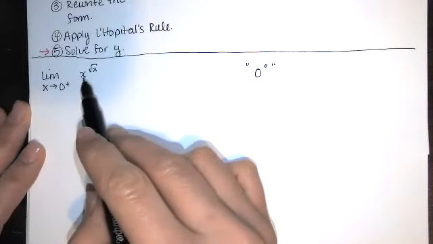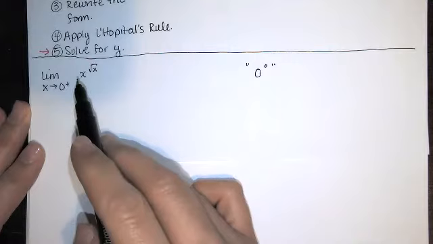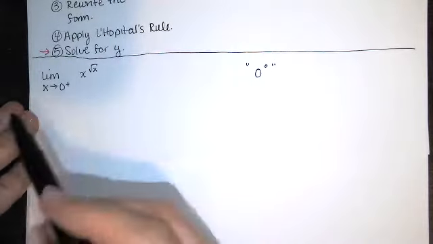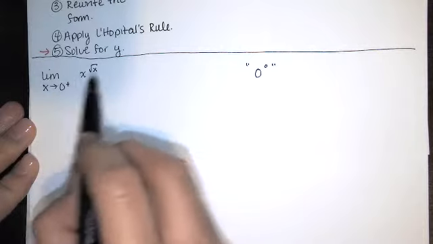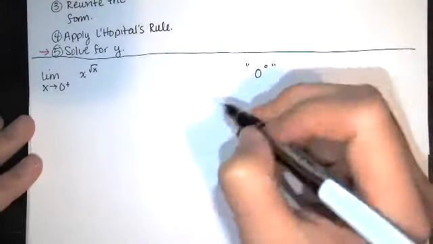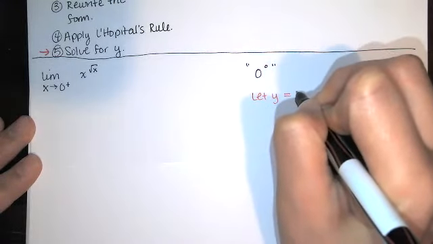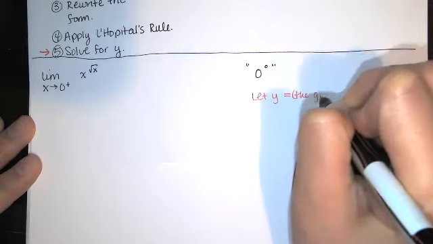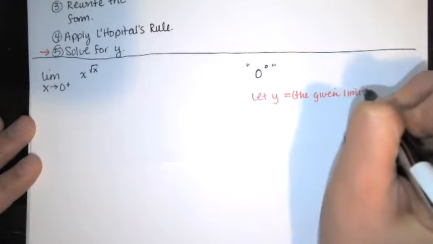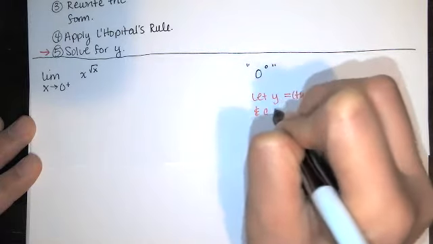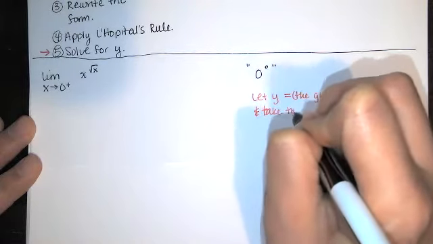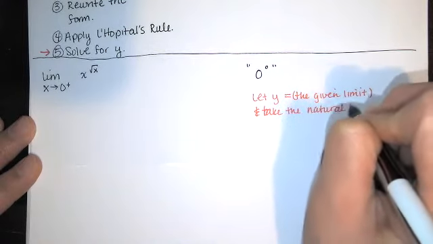Question is, does this approach 0 faster or does that approach 0 faster? Do we get 0 or do we get 1? Or do they approach at the same rate and we get some other number? Well, since we have an exponential type indeterminate form, after we identify it as such, then we will let y equal the limit and take the natural log of both sides.